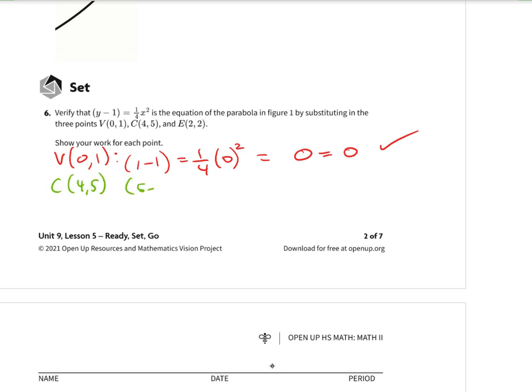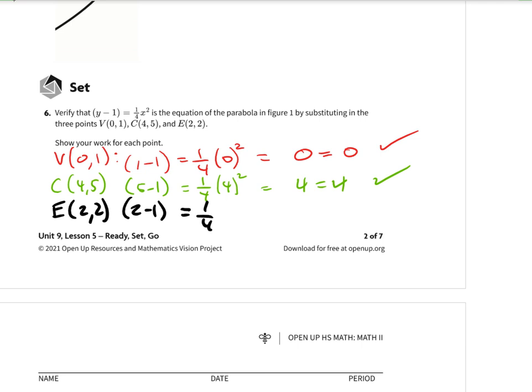All right, I'm going to plug in 5 minus 1. This should be 1/4 times 4 squared. So that's 16 over 4. So basically we get 4 equals 4, and that checks out. The last one we want to do is E(2,2). So we get 2 minus 1 is 1. So this better give us 1: 1/4 times 2 squared. So that's 1 equals 4 over 4, which is 1. So that works out. All right, so we can check each point and see that they all match up.